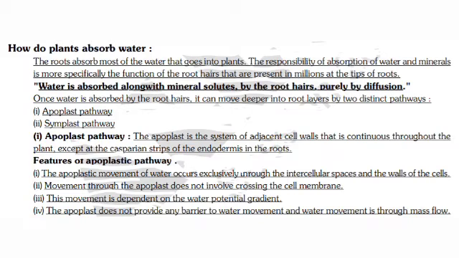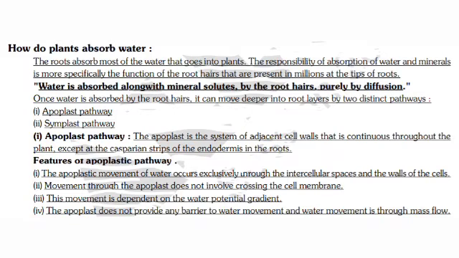How do plants absorb water? The roots absorb most of the water that goes into plants. The responsibility of absorption of water and minerals is more specifically the function of the root hairs that are present in millions at the tips of roots. Water is absorbed along with mineral solutes by the root hairs purely by diffusion.